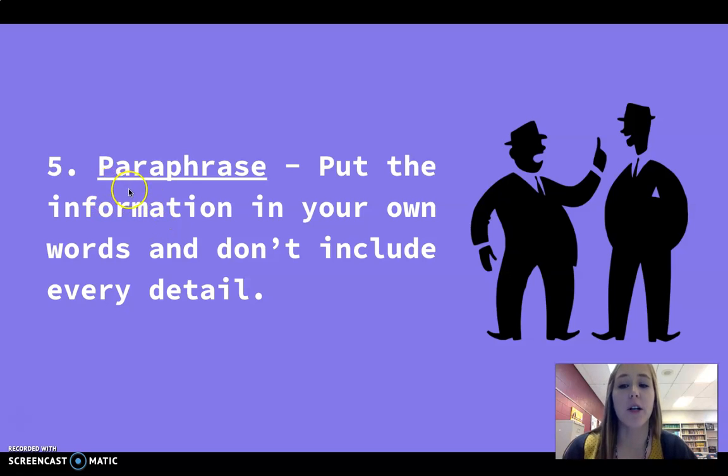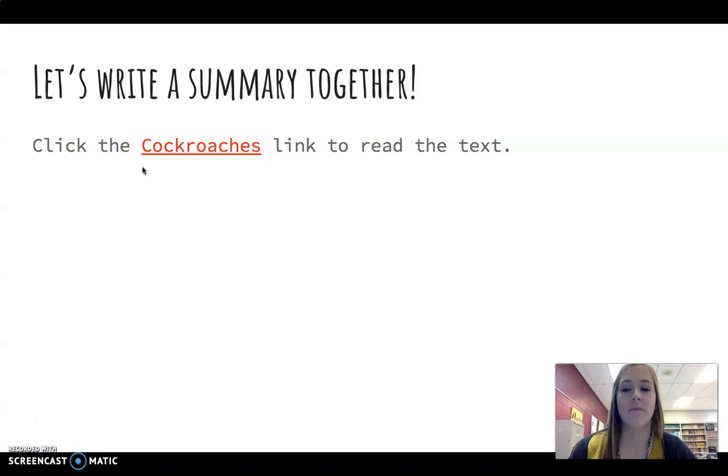I know some of you are going to be really excited about this one too, because we have been talking a lot about RACE, and when we use the C in RACE, we've talked about citing textual evidence and how it needs to be word for word from the text. When you're summarizing, I actually don't want anything word for word from the text. I don't want to see any quotation marks. I want everything to be in your own words.